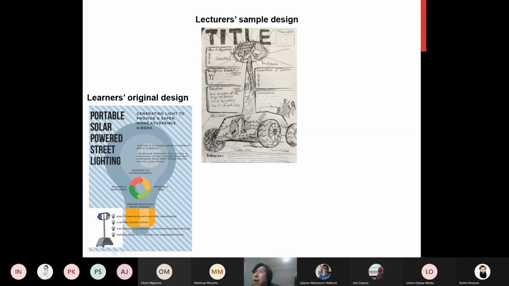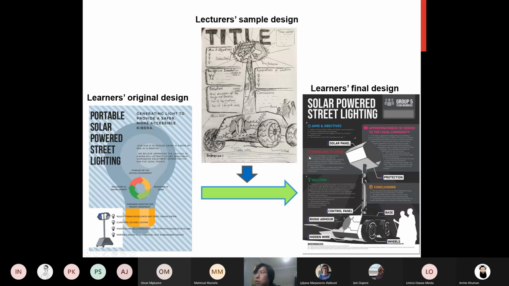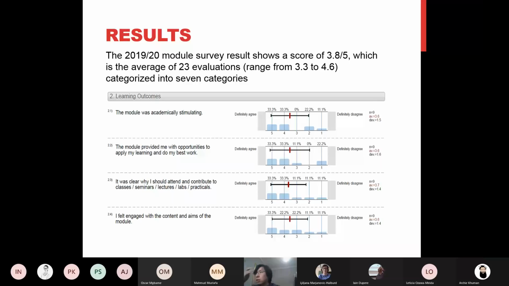And based on that, the students redeveloped their poster, and you can see, personally, I feel they significantly improved their work, and actually they got some very good feedback from the final. That is actually how we implement the module.